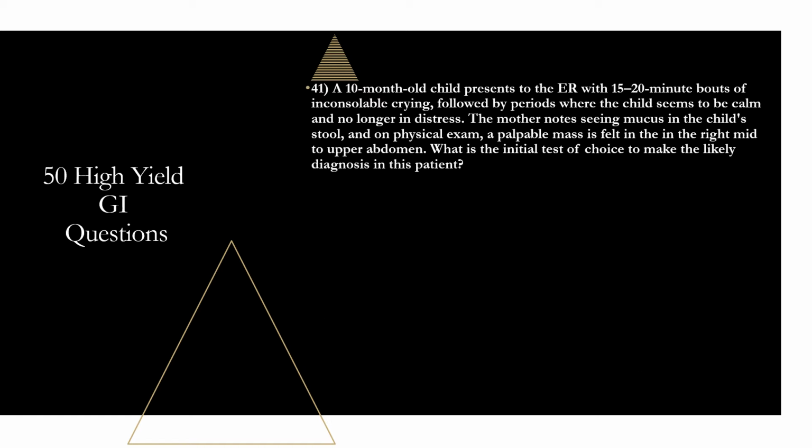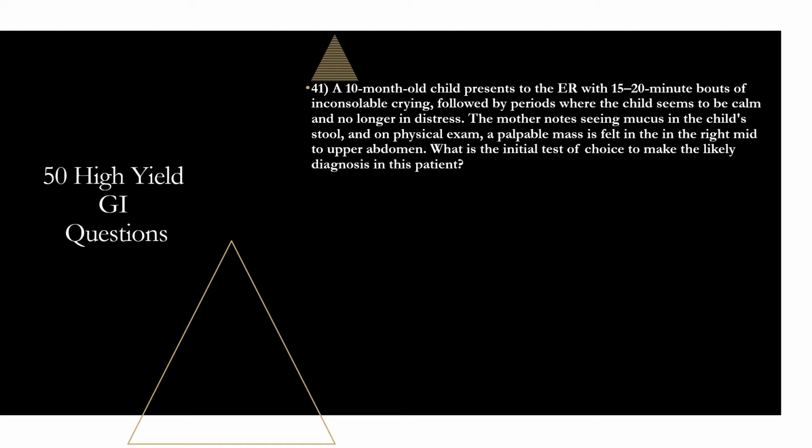Question 41. A 10-month-old child presents to the ER with 15 to 20-minute bouts of inconsolable crying. This is followed by periods where the child seems to be calm and no longer in distress. That's very important for the vignette. Mother notes seeing mucus in the child's stool, and on physical exam, a palpable mass is felt in the right to mid-upper abdomen. What is the initial test of choice to make the likely diagnosis in this patient?